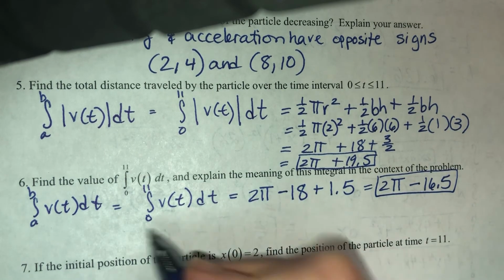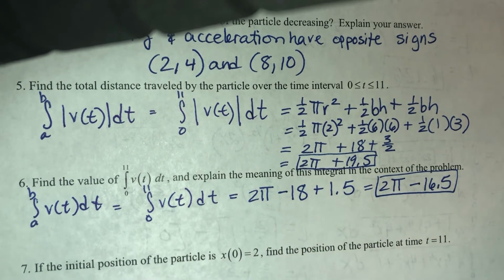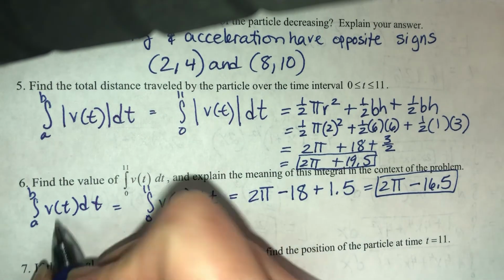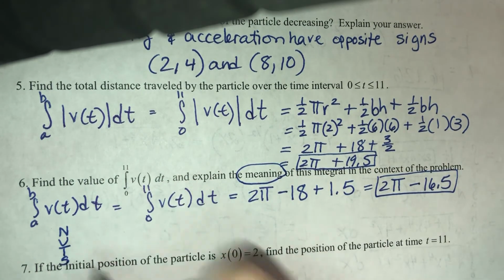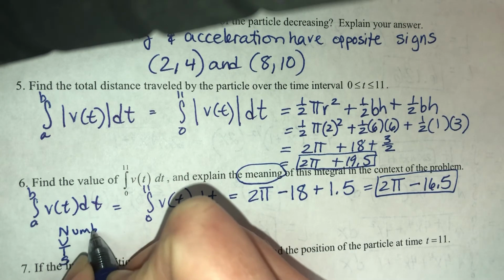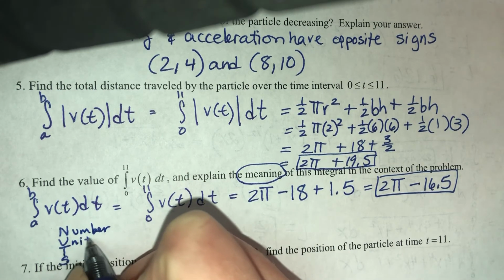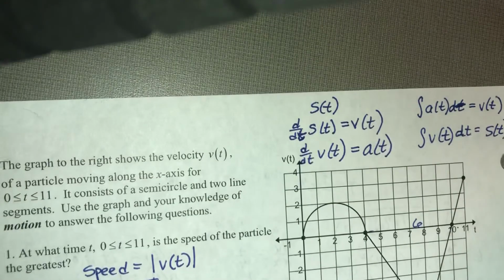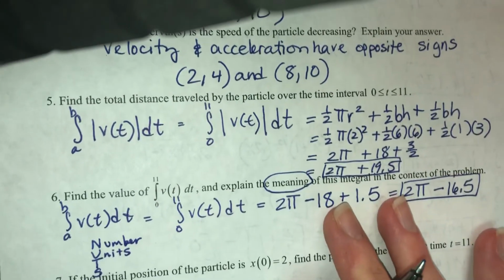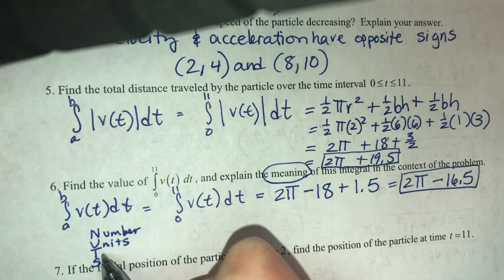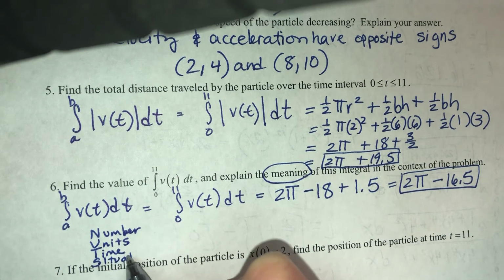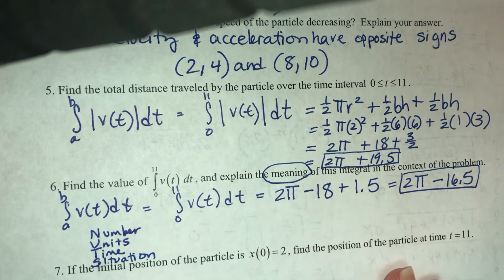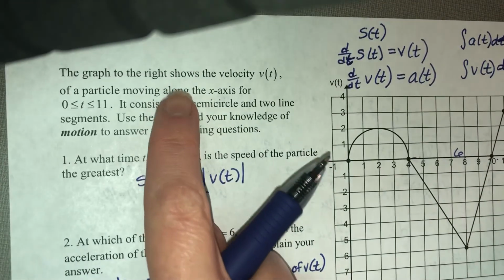And what does this represent? Okay, keep in mind, y'all, whenever you explain the meaning of an answer on the AP exam, you have to explain all the nuts. N is for number, U is for units. And did they give us units in this problem? They did not. So we don't have to use units if they didn't give them to us. T is for time, and S is for situation. So we have a situation that this is the velocity of a particle moving along the x-axis.